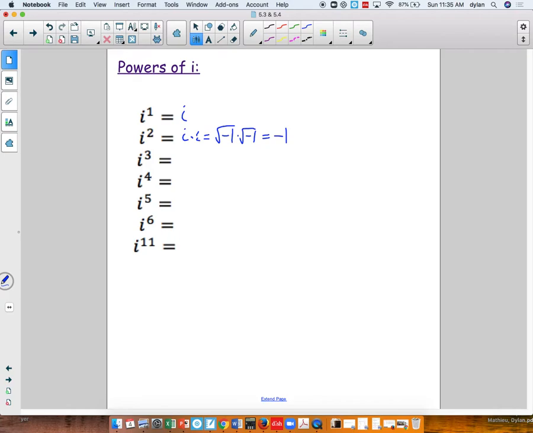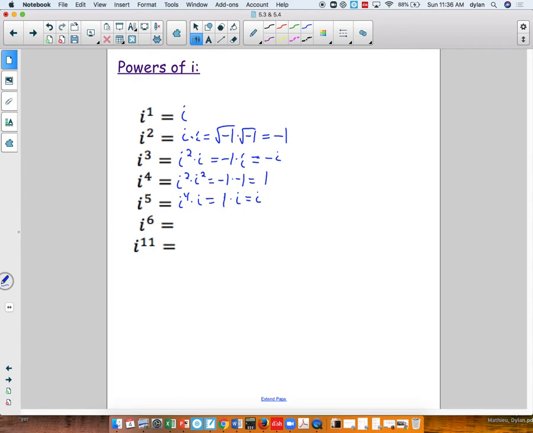Now i cubed we can start thinking about as just i squared times i because we know both of those. So that would be negative 1 times i, or in other words, that would just be negative i. And then i to the fourth, we could think about that as i squared times i squared, which is just negative 1 times negative 1, which is just 1. And we can keep this pattern going, right? Like if I wanted to know i to the fifth, I would probably just think about it as i to the fourth times i, which would just be 1 times i, which would just be i.